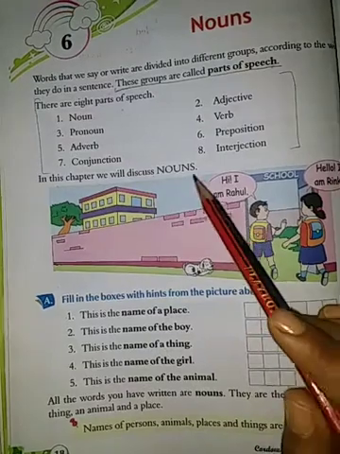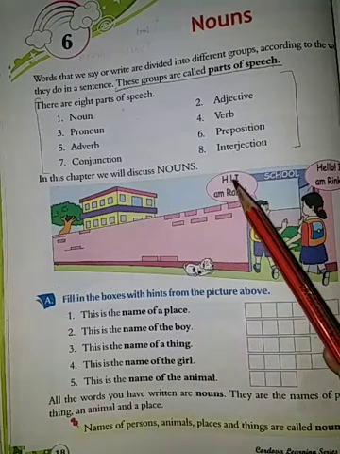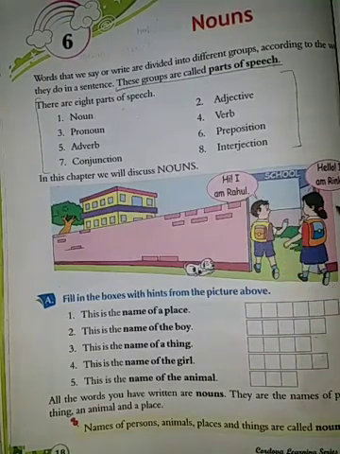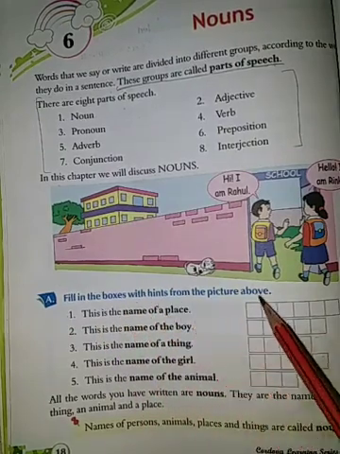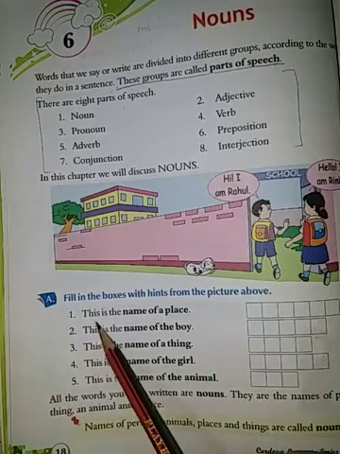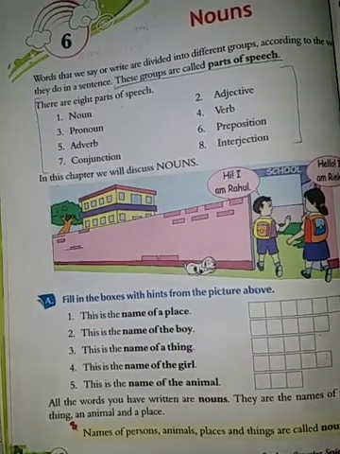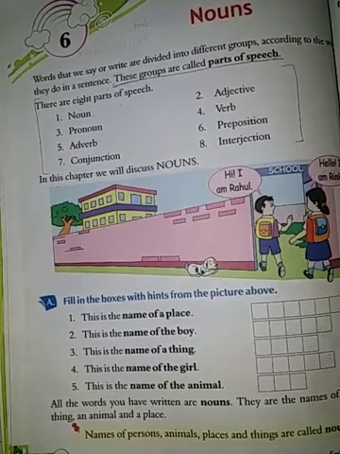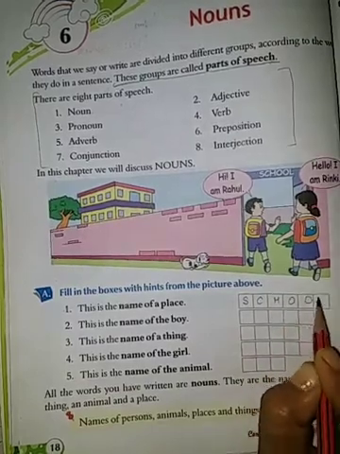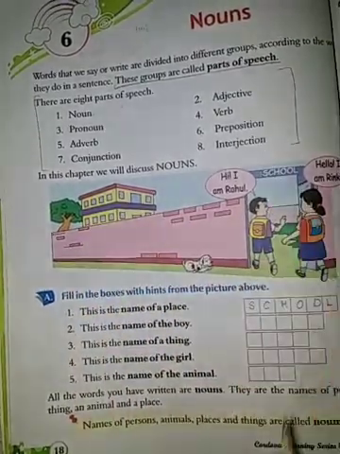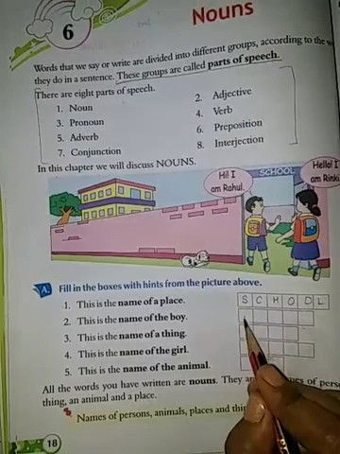Now, in this chapter we will learn about nouns. Here two students are talking. Hi, I am Rahul. She is saying hello, I am Rinky. Fill in the boxes with hints from the picture above. This is a name of a place. Can you tell me what the answer will be? School. This is the name of the boy. What is the name of the boy? Rahul.